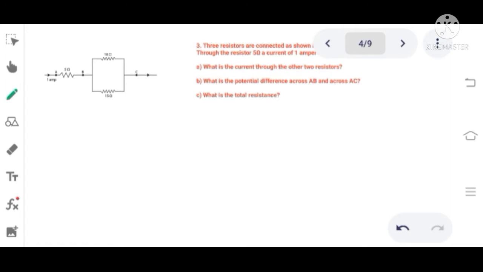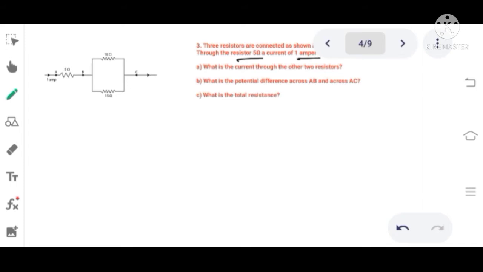Next is a circuit diagram which involves series parallel connections. Now read the question. 3 resistors are connected as shown. We have to find, through the 5 ohm resistor a current of 1 ampere flows. So what is the current through the other 2 resistors? B, what is the potential difference across AB and AC, and what is the total resistance?